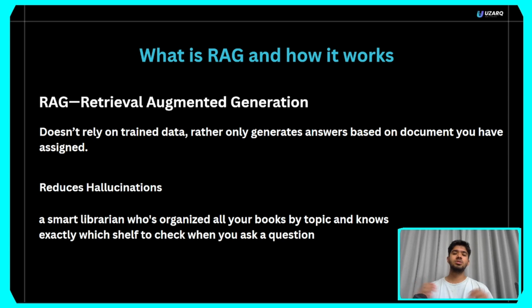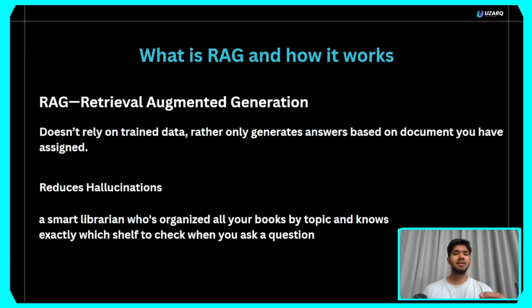And okay, so how does this work? The main concept behind how all of this works is RAG. So what is RAG? RAG stands for Retrieval-Augmented Generation. The main idea behind this is it does not rely on trained data, whereas it generates a response based on the documents that you have provided when you have set up. So when you're asking a question, it doesn't have access to the trained data, rather only your data that you have provided, and it generates a response based on that. And the main advantage of this is it reduces hallucinations.